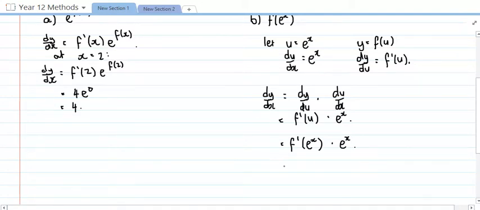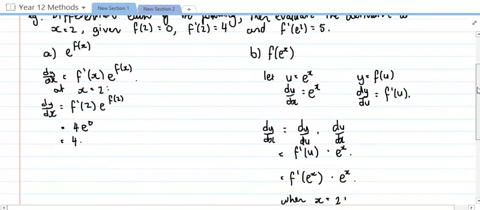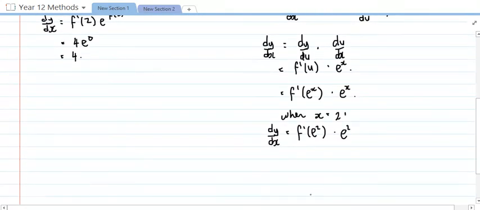So we're nearly done, but when x equals 2, we get dy dx equals f dash e to the power of 2 multiplied by e to the power of 2. And again, going back to the question, we know that f dash e to the power of 2 is equal to 5. So that's just equal to 5e to the power of 2, or 5e squared.